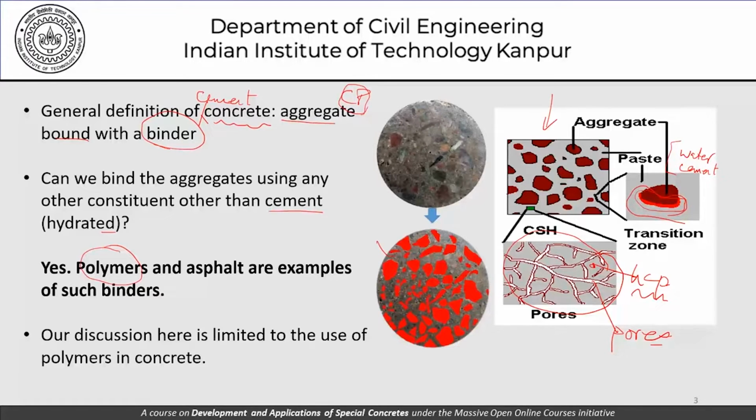So we'll be talking of a situation where this binder, which used to be cement paste or hydration products made with cement, that is HCP, will be replaced at least partly or fully by some kind of a polymer. Now, how does that polymer find its place in the cement matrix is something which we need to investigate and try to be clear about as far as this lecture is concerned.